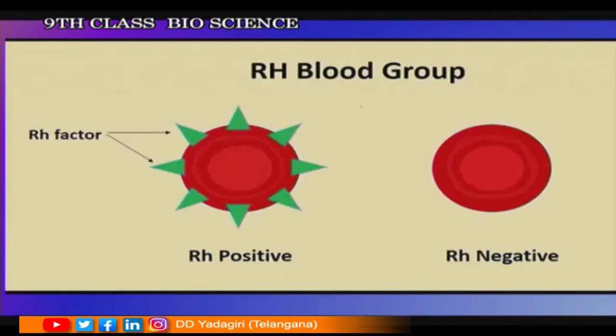So observe this picture, children. Red blood cells, if they have a rhesus protein on them, then they are said to be RH positive. If they do not have that protein, then they are said to be RH negative.